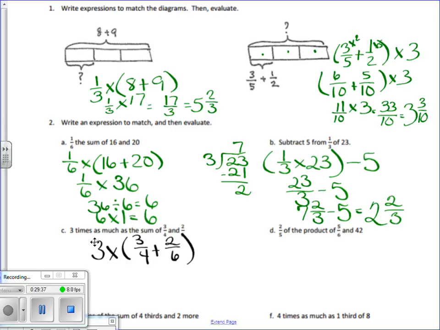Okay. So 3/4 and 2/6. I can't add those because there is not a common denominator. Least common denominator would be 12. If you did 24, it's not wrong. You just have to work more. No, just 12 is better. So I'm going to do 12 because it's less work. So that's 3, that would be 9. That's 2, that would be 4. So 3 times 13 over 12.